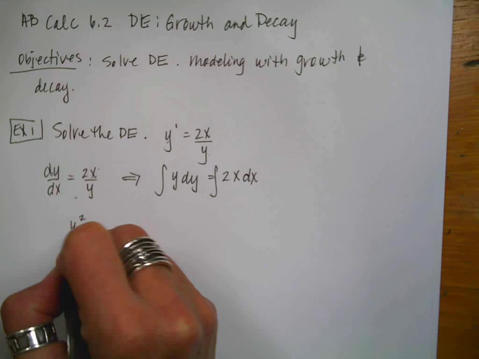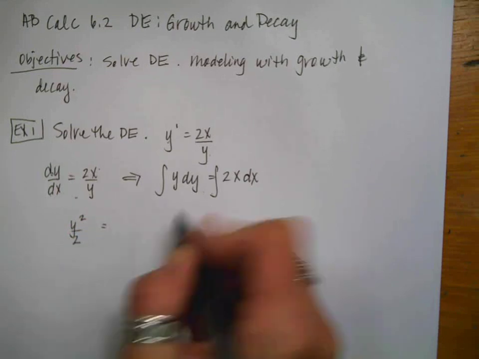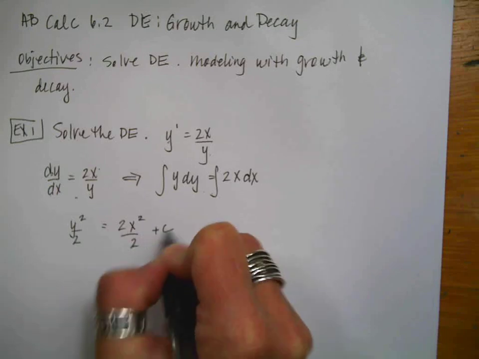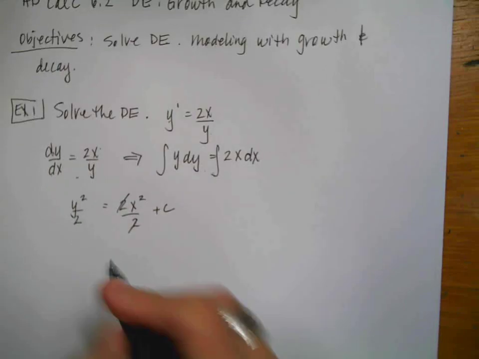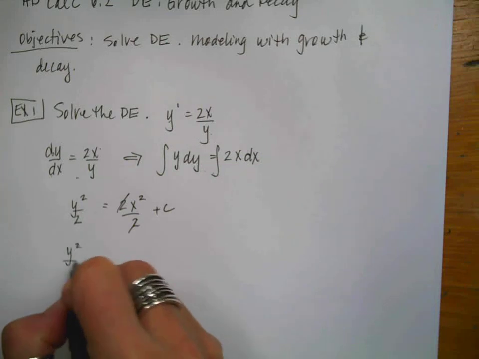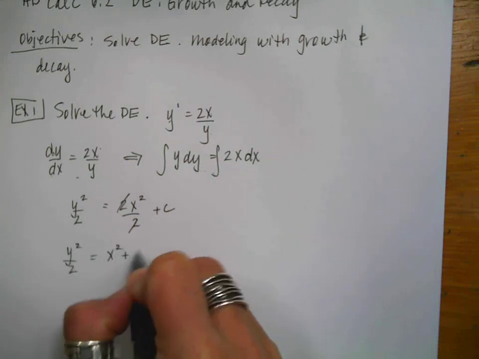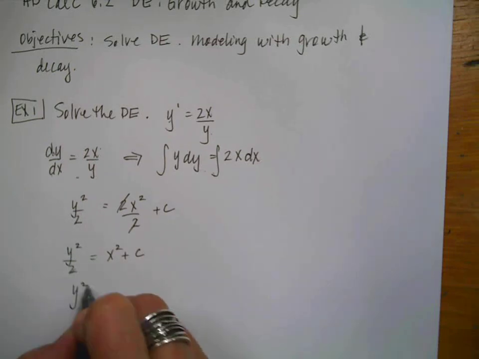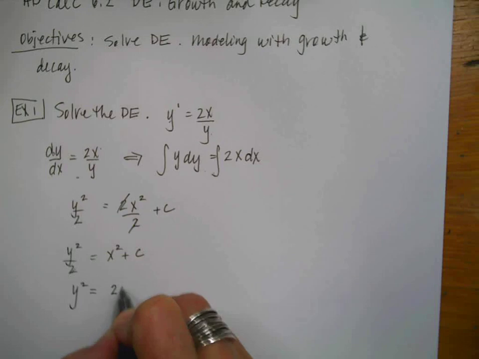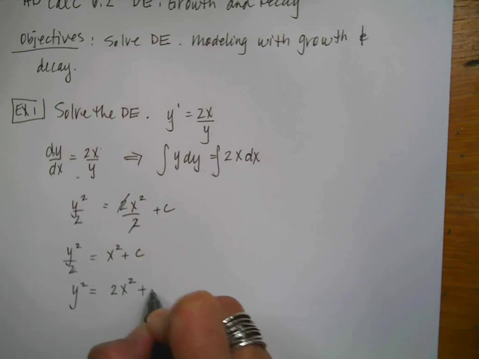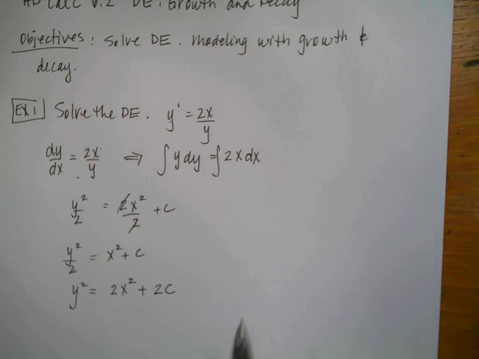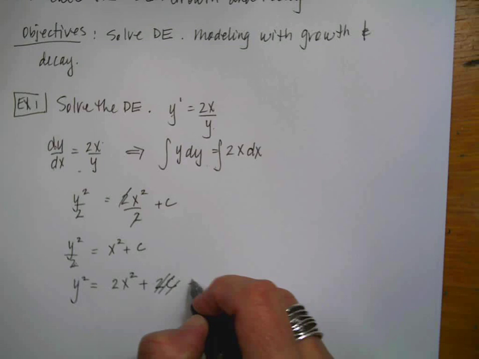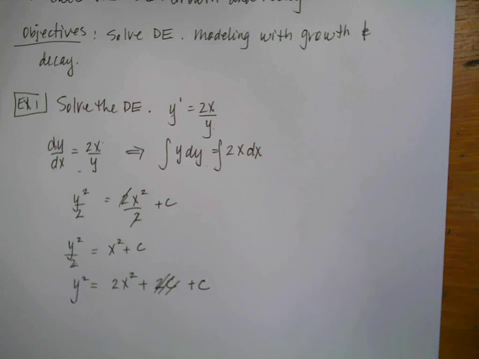On the left-hand side, I get y squared over 2. On the right-hand side, I get 2x squared over 2 plus c. The 2's cancel, and so I get y squared over 2 is equal to x squared plus c. I want to lose the 2, and so I'm going to get y squared is equal to 2x squared. Technically, I'm going to multiply the constant by 2 also, but 2 times a constant is still a constant, so we just still write plus c.